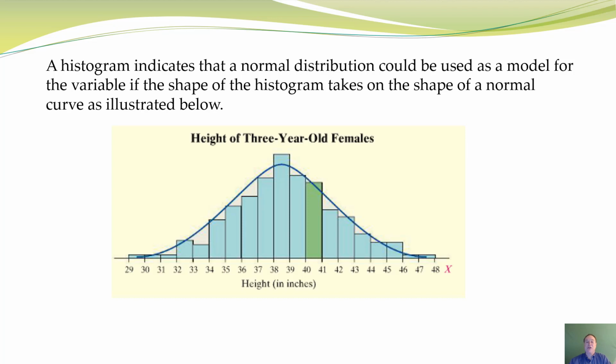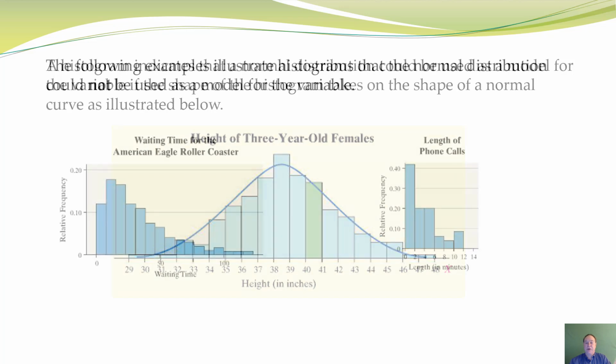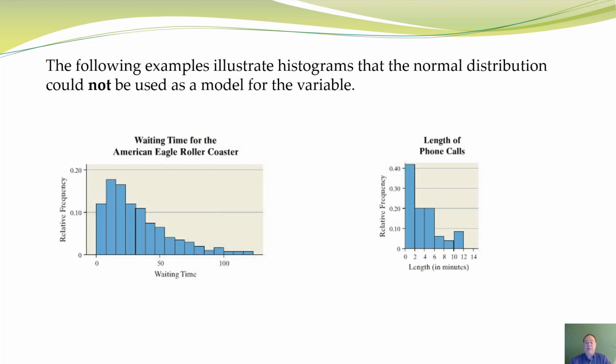Now, some examples that would not follow the normal distribution. Well, look at these examples. Waiting time for the American Eagle roller coaster. Okay, if you recall, this would be a skewed right histogram. It does not take on the shape of a normal distribution. And length of phone calls, again, skewed right.